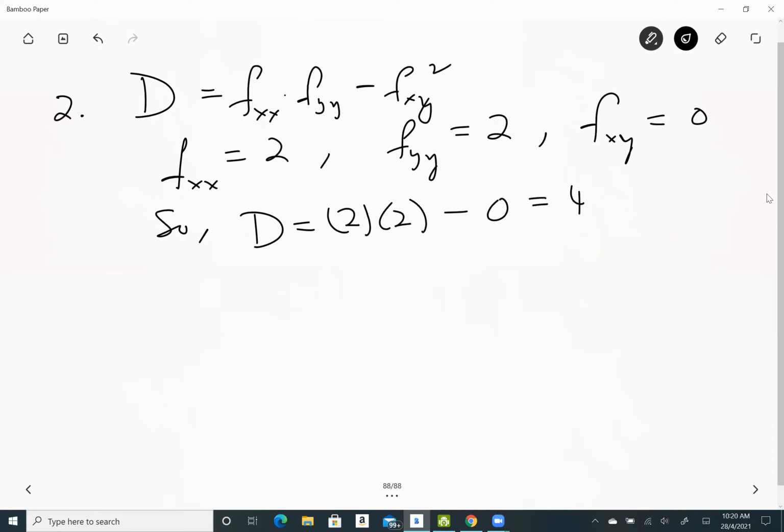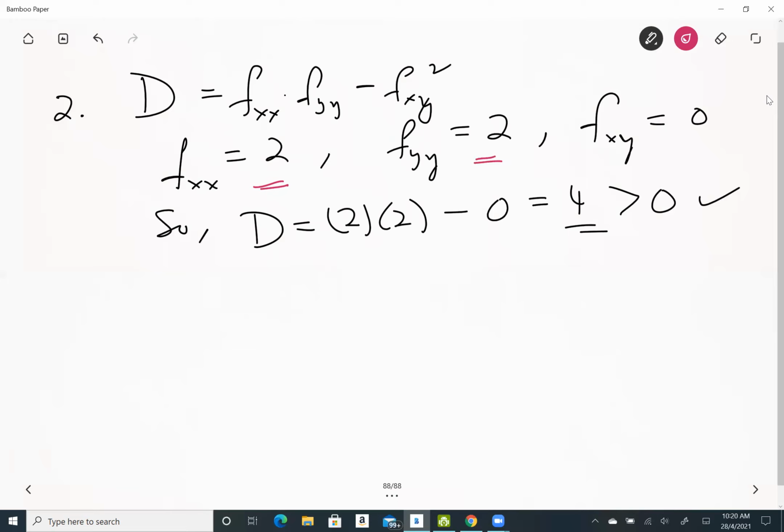Now you got 4. Is it positive or negative? Positive. So you got 4 here is positive. Now when D is positive, you have a case where you have a maximum or minimum. So you got D bigger than 0, and then you look at fxx. What is the value? The value is equal to 2, that is positive. And then fyy is also equal to 2.